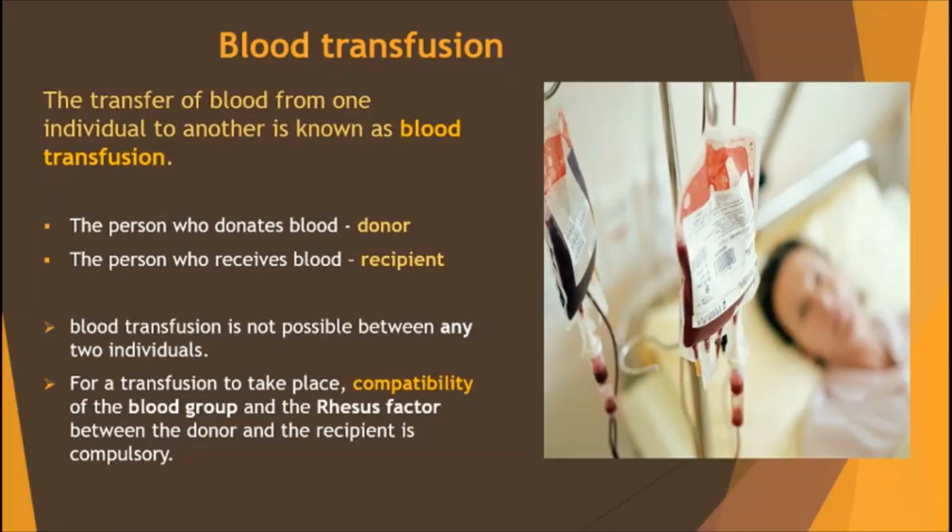Blood transfusion. The transfer of blood from one individual to another is known as blood transfusion. The person who donates blood is called the donor. The person who receives blood is the recipient. Blood transfusion is not possible between any two individuals. For transfusion of blood, check the compatibility of blood groups and also the Rhesus factor.